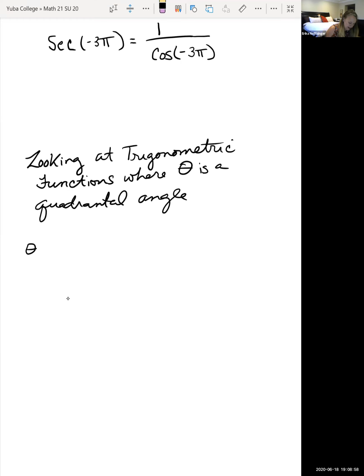We have theta in degrees, and we have theta in radians. And then we have our six trig functions: sine theta, cosine theta, tangent theta. We'll talk about the other ones in a minute.